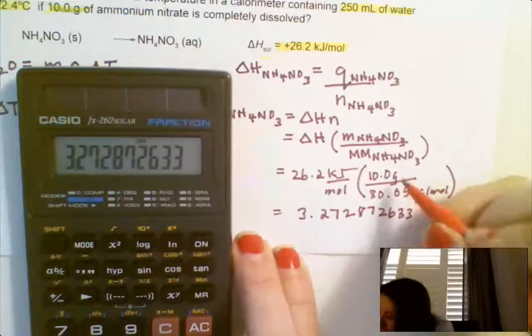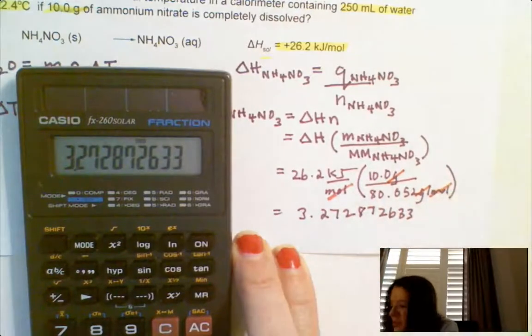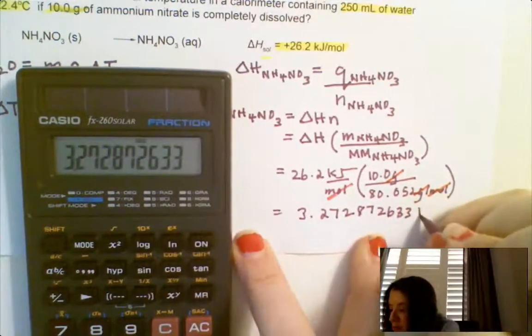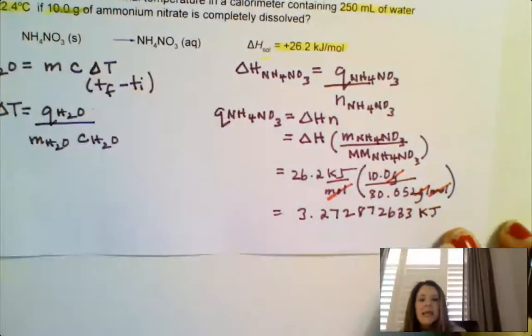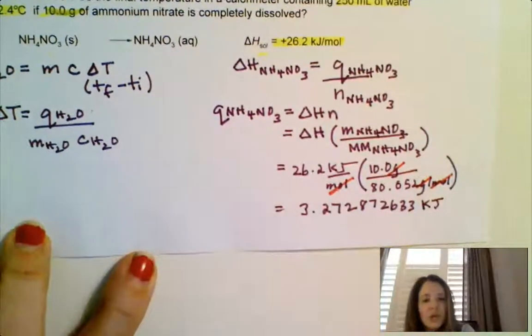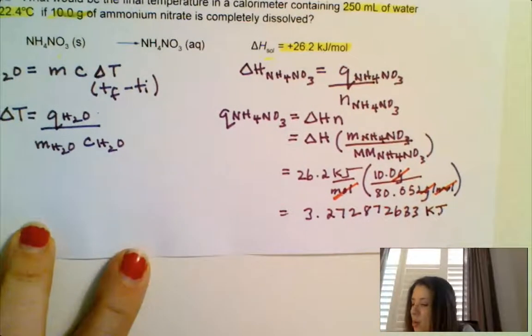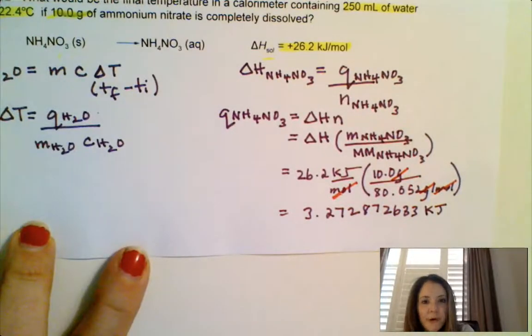Well, let's take a look. Grams cancel out, moles cancel out. My units are kilojoules. Okay, this is great. If I know Q of ammonium nitrate, I know Q of my water. What must I do to this value to make it Q of the water?